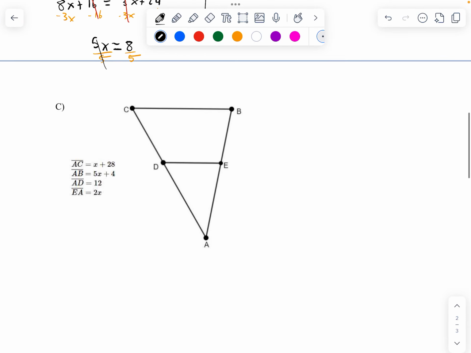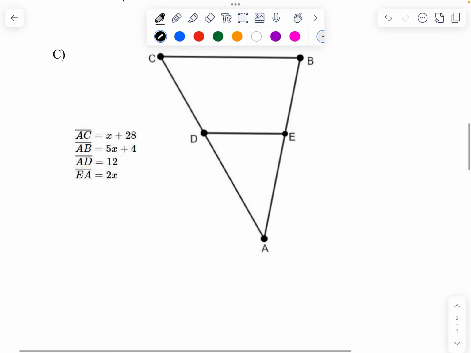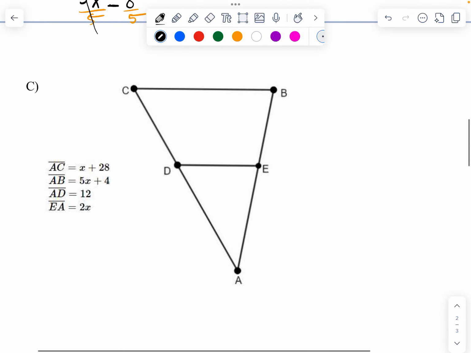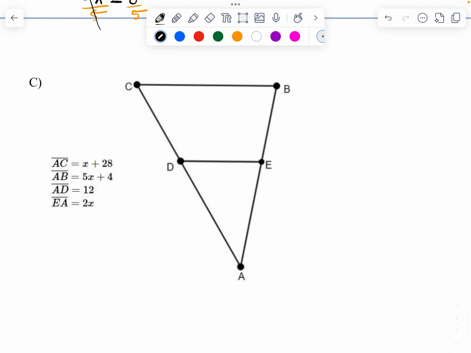Okay? Now, the next one, very similar to the diagram we just had. It's the exact same setup. The only thing that's going to change is that we just have different lengths given to us, and we're going to have to fill it in ourselves. So AC, which is the entire length here, right? That thing is going to be x plus 28.